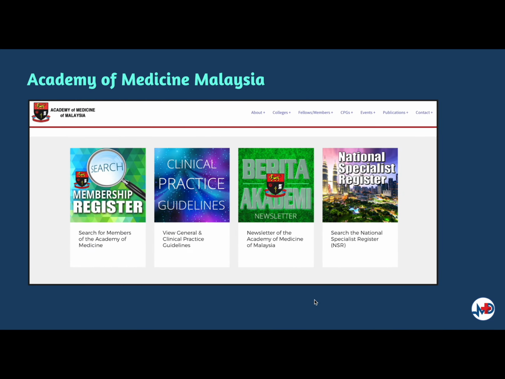The Academy of Medicine was founded in Singapore in 1957 to assure the maintenance of a high standard of professional and ethical practice. Now we have the Academy in Malaysia. Here you are able to get access to clinical practice guidelines for reference and the latest newsletters from the Academy.